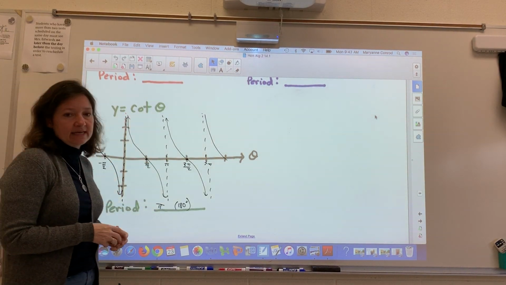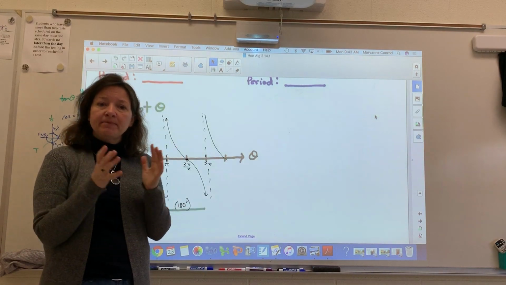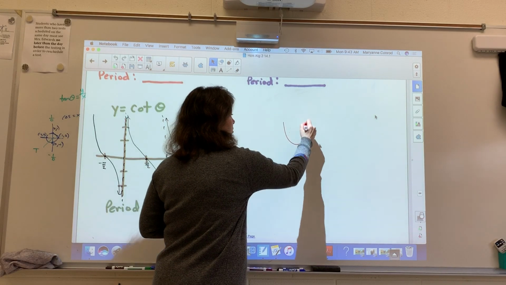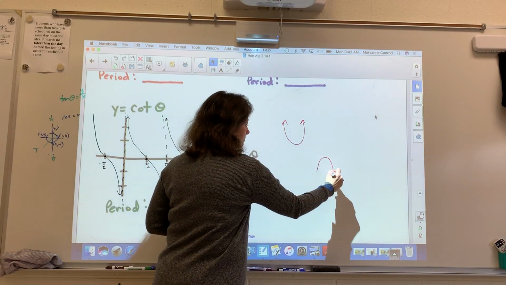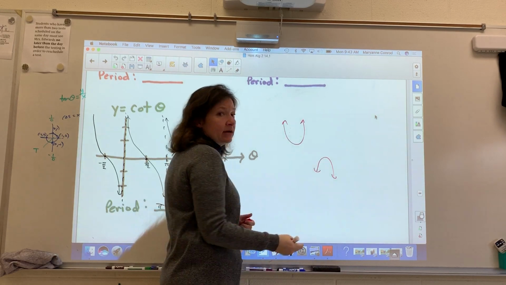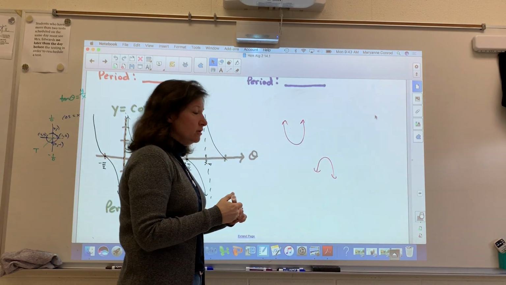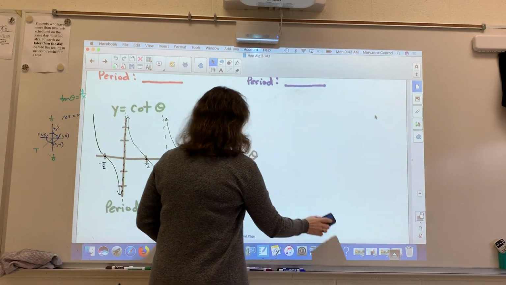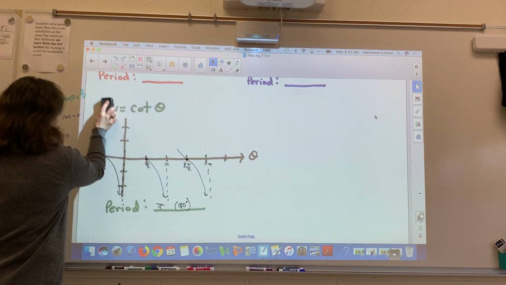I didn't look at the secant and cosecant curves. Why didn't I have amplitudes? Because on the secant and cosecant curve, you've got these shapes. Does this ever stop going up? Does this ever stop going down? So there's no maximum, no minimum, so it also has no amplitude. Good.